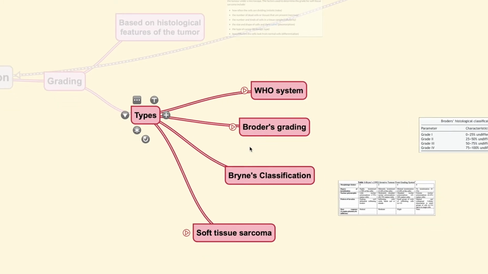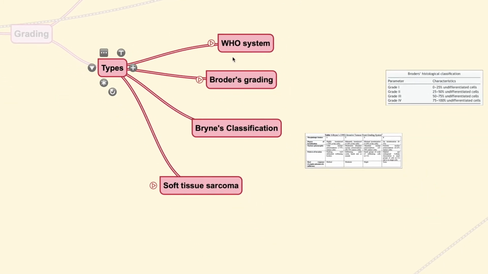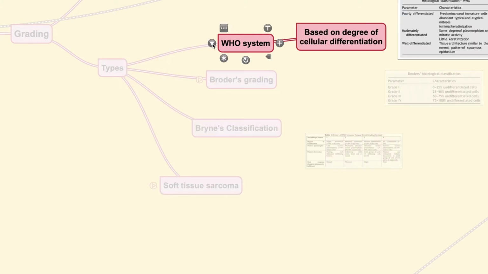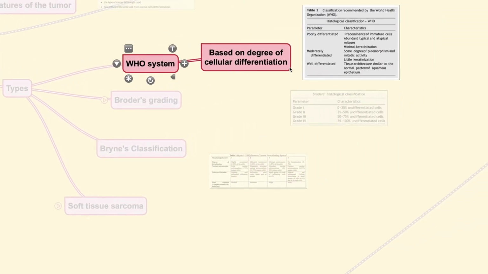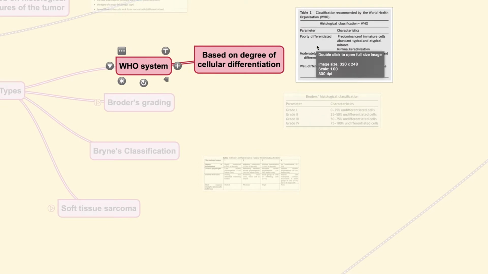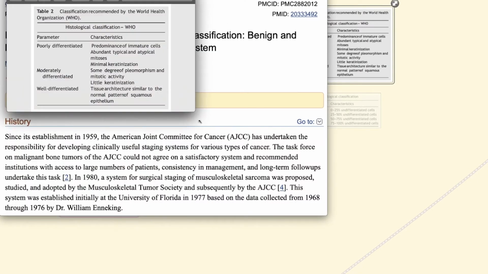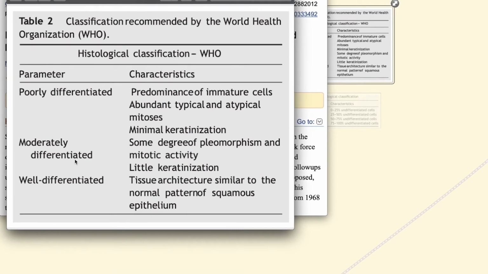Now, there are various types of grading systems out there. One is the WHO system, which is based on the degree of cellular differentiation, and you might sometimes see it in a histopathological report mentioning that the tumor is poorly differentiated, moderately differentiated, or well differentiated. These are all based on the basic characteristics that the tumor cells present, such as the presence of immature cells, the level of keratinization, and so on.